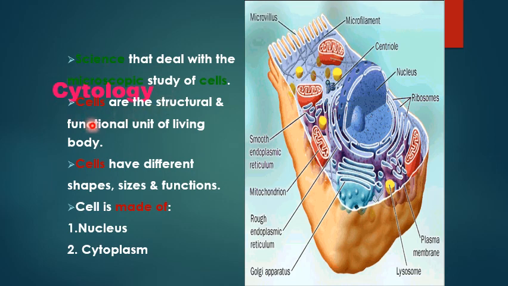The first subject we are going to study is known as cytology. I'm going to study the cell. Why am I studying the cell? Because the cell is the structural and functional unit of the living body. The cells have different shapes and sizes. The cell is formed of nucleus and cytoplasm. I can never say it is a cell unless it contains a nucleus.